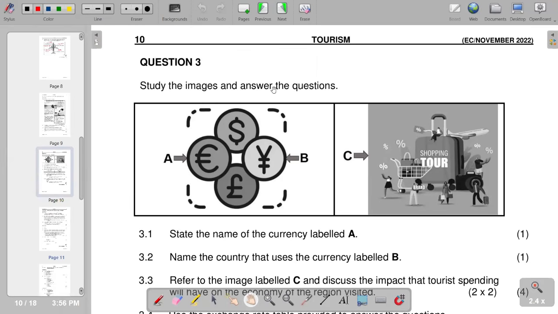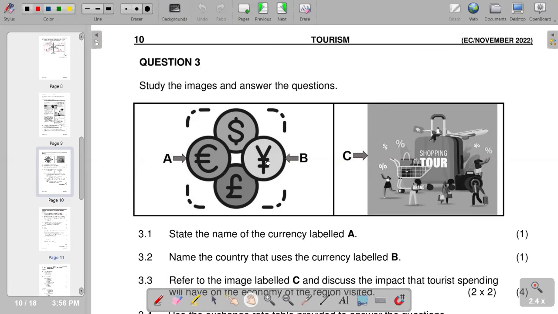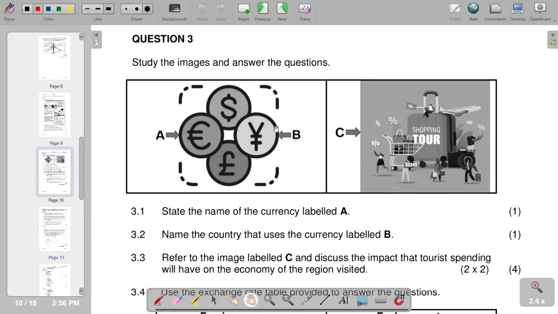Study the images and answer the questions. Of course, you are given signs of currencies, and then we've got another picture beside. State the name of the currency labeled A. From there, you can clearly see that the currency as presented is the euro.